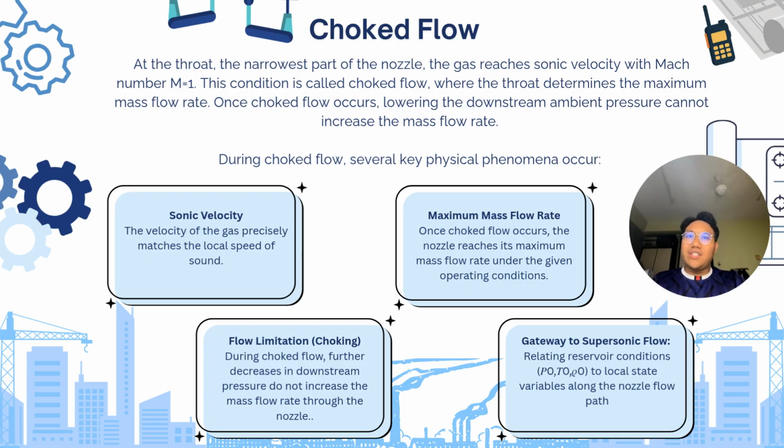capping the maximum amount of gas that can physically pass through under those operating conditions. And for the second one, no matter how much further you lower the downstream ambient pressure, the gas simply cannot flow any faster through the nozzle. So in short, choke flow is the maximum flow rate and serves as our ultimate gateway to achieving supersonic speeds downstream. That's all about choke flow, and we will proceed to the next topic.